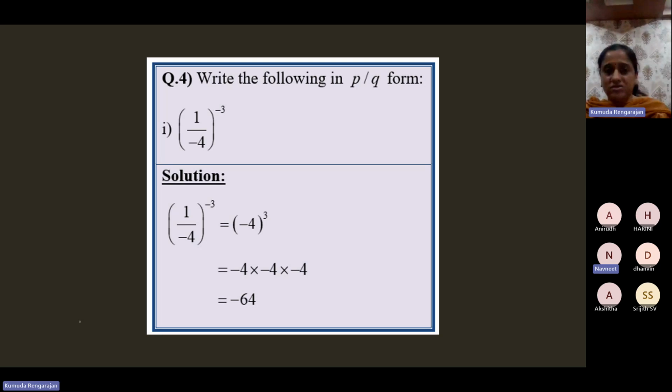So normally when the power is negative, when you have to find the value, negative power means the number of times is negative. So that has to be positive. So you have to write the equivalent and get a positive power so that you can multiply the base with itself so many times.